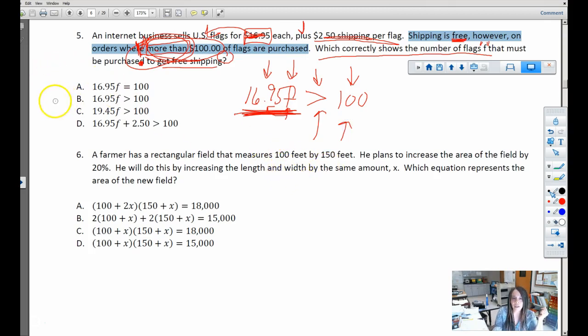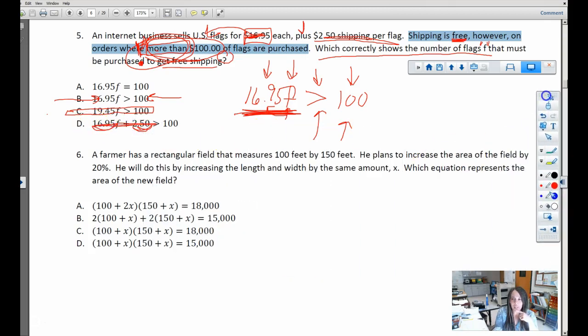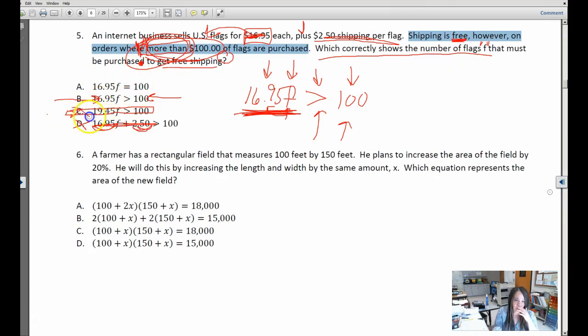So your answer choice that matches that one is answer choice B. Okay? So it's not going to be here, 1945. Where did they get that 1945 from? Well, look. They added $16.95 and $2.50 together. And that $2.50 was the shipping. So you wouldn't put the flags and the shipping together on this particular problem because it doesn't make any sense. So this won't work, this won't work.